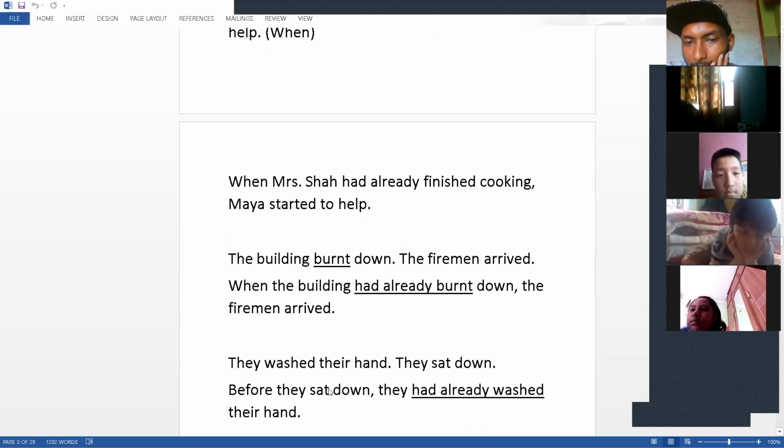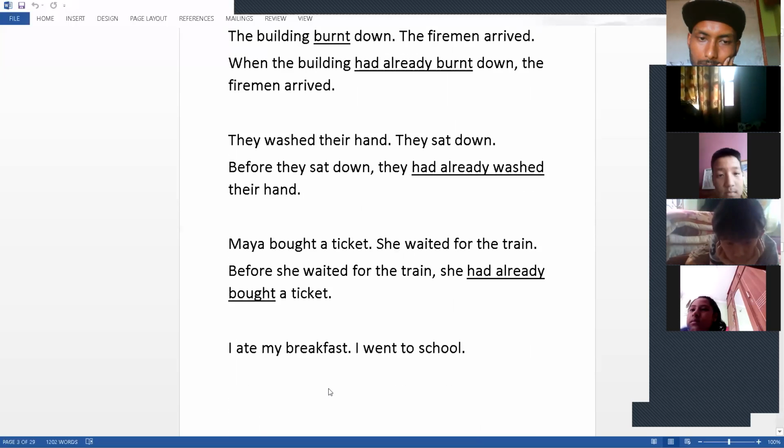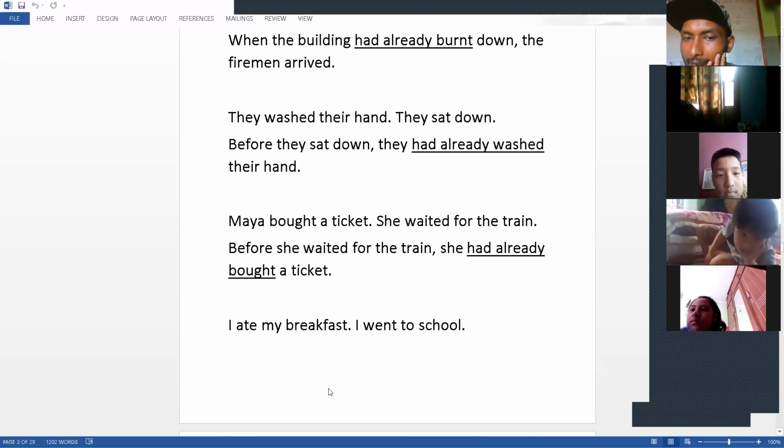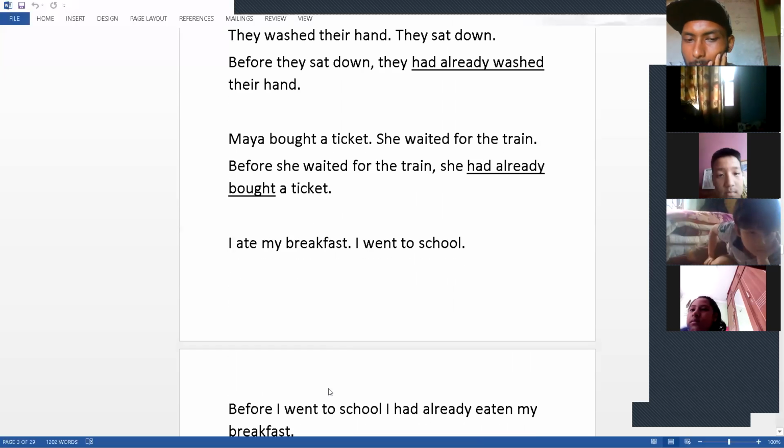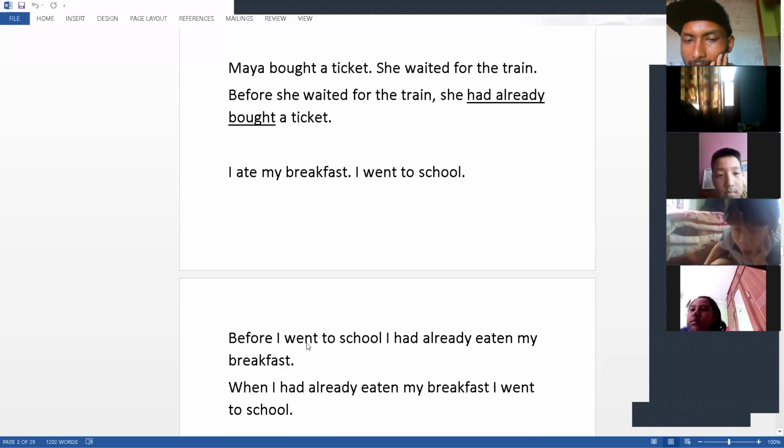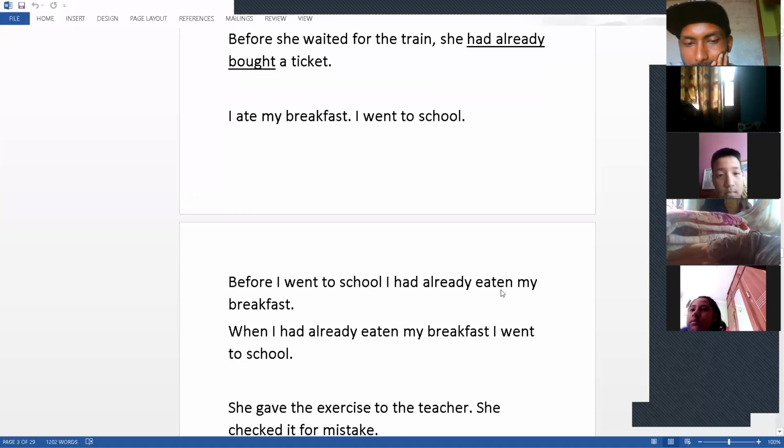Okay, burned down, the firemen arrived, the building had already burned down. And you're going to use verb 3 with had, okay? So that should be important. I don't want you to write, see, when there is went, if you're going to write had already, you are going to write had already gone. So ate will be eaten, had already eaten. I ate my breakfast, I went to school will be, before I went to school, I had already eaten my breakfast. So had already eaten, verb 3 with had.